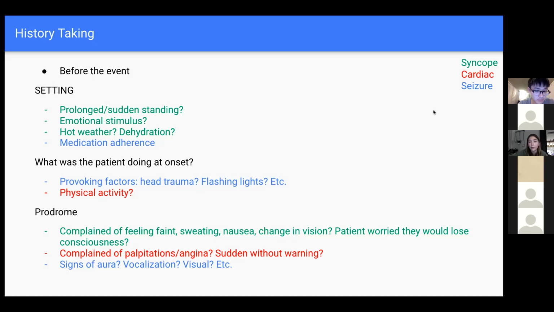Finally, inquiring about the prodrome before the event. Let's say the patient complained of feeling faint, sweating, some nausea, change in vision, like dimming in the vision, or the patient was worried they would lose consciousness. That could lean towards a syncope. If the patient complained of palpitations and angina, and the loss of consciousness was very sudden without warning, that could lean more towards a cardiac event. And lastly, if there are signs of an aura like vocalization or visual symptoms, that could point to a seizure.